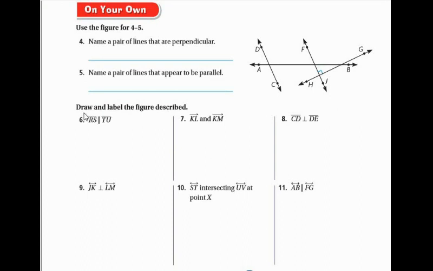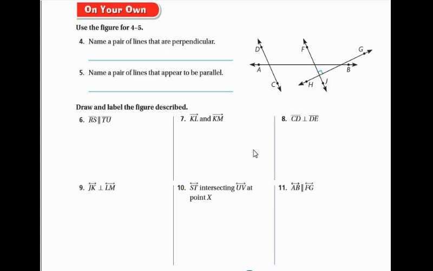Here we have draw and label the figure described. Number 6, you will draw line segment RS parallel to line segment TU. Number 7, you will draw ray KL and ray KM. This is the sign of ray. Okay, ray and ray, they are forming an angle. And you will draw it as you like.